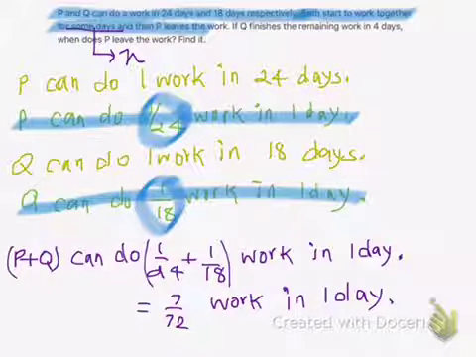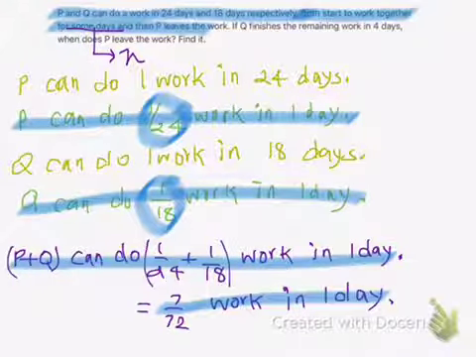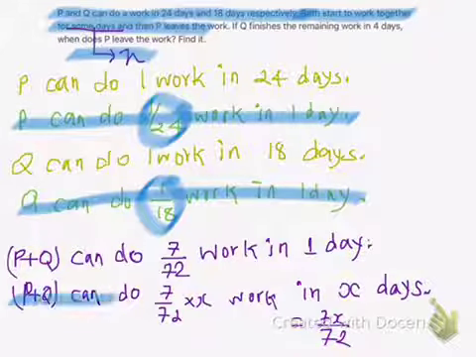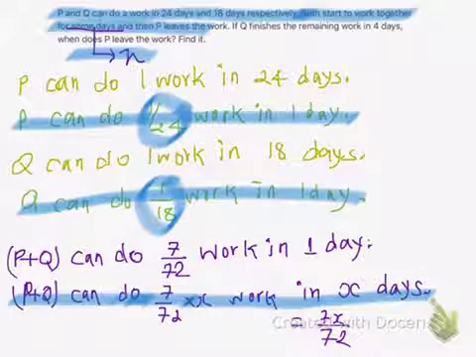So on solving, we found P plus Q can do 1 by 24 plus 1 by 18 work, which is 7 by 72 work in one day. Now let's try to find how much work P plus Q can do in X days. So we can write P plus Q can do 7 by 72 times X work in X days.